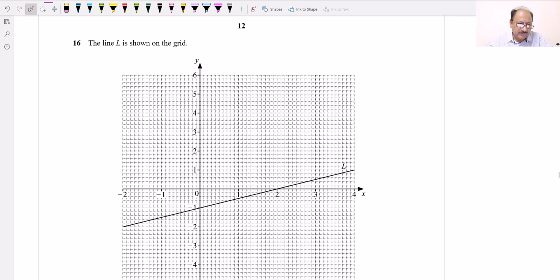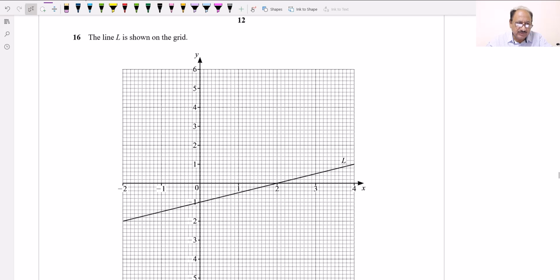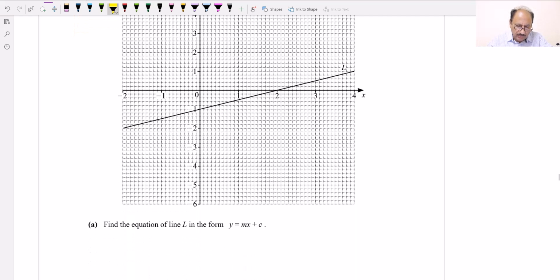Next is 16. Question number 16 says the line L is shown on the grid, and part A: find the equation of the line in the form y equals mx plus c. We can check this y-intercept, which is -1, so y-intercept means c value is equal to -1, and the gradient will be what? For the gradient we can consider this triangle, and this triangle is having a rise. Rise is 1 unit, which is this one.